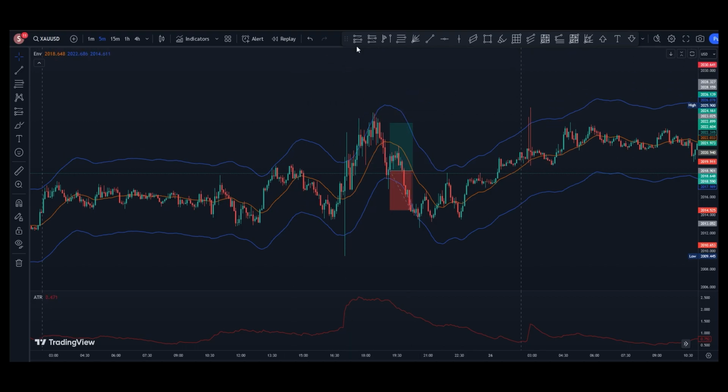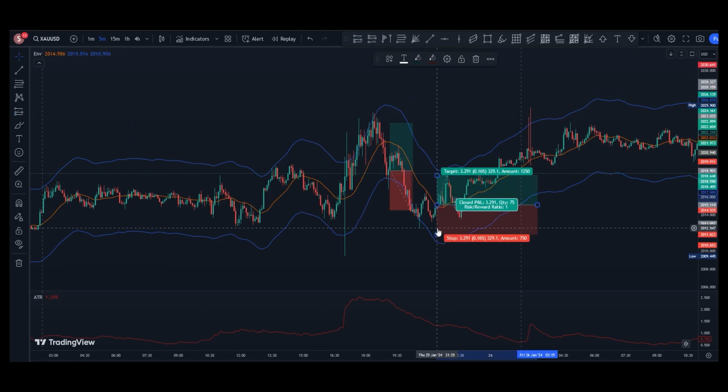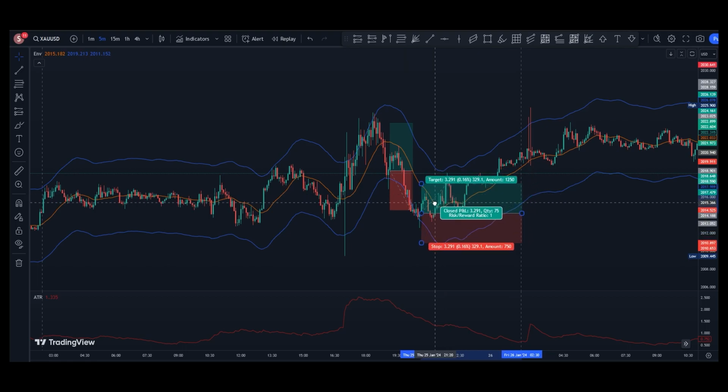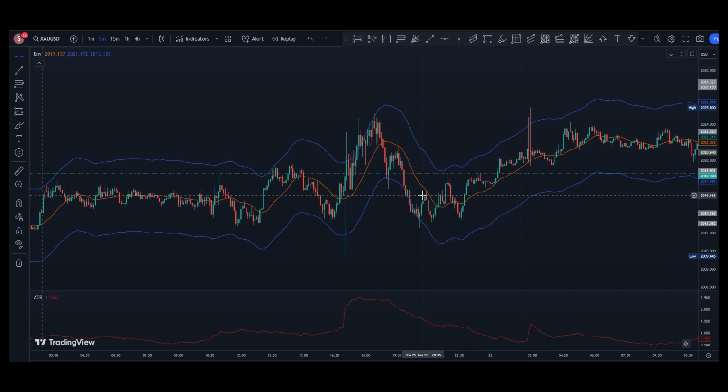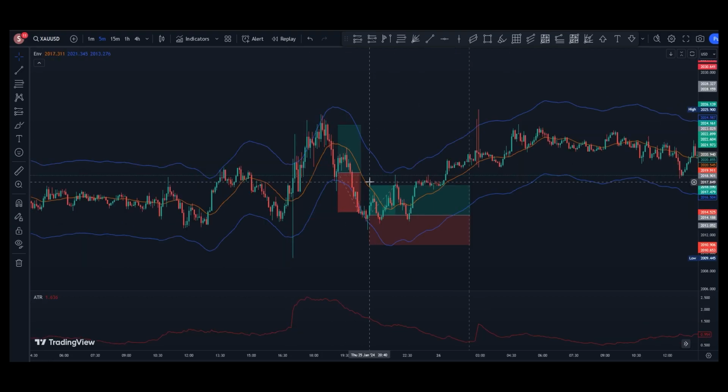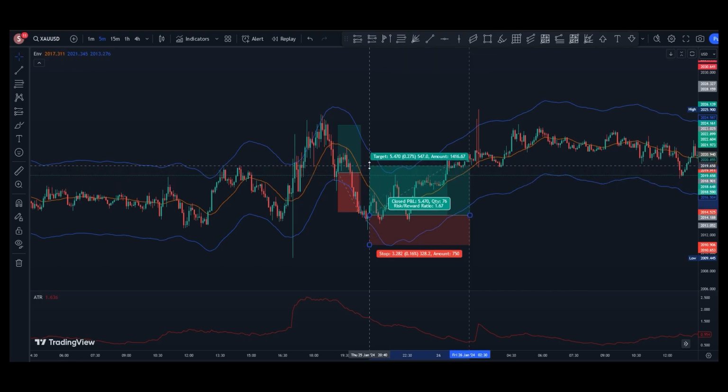Well, we can enter here. It hit the envelope and changed its direction. Well, we can enter here, put our stop loss on 3.2. What happens? My net is gone. Yeah, it came back. Well, 1 to 2 risk to reward ratio. Well, it hit our TP.